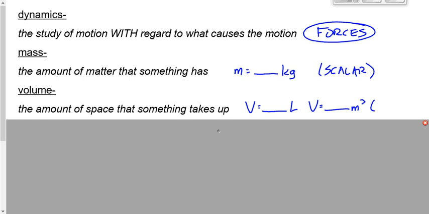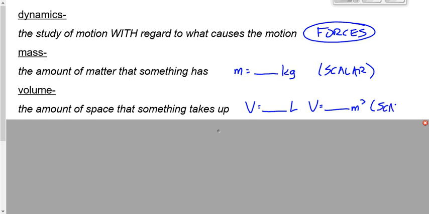Now, is volume going to be a vector or a scalar? Is there a direction? Picture it this way: would it make sense to say that pop bottle has a capacity of 2 liters to the south? It wouldn't make any sense, would it? So clearly, volume is going to be a scalar.